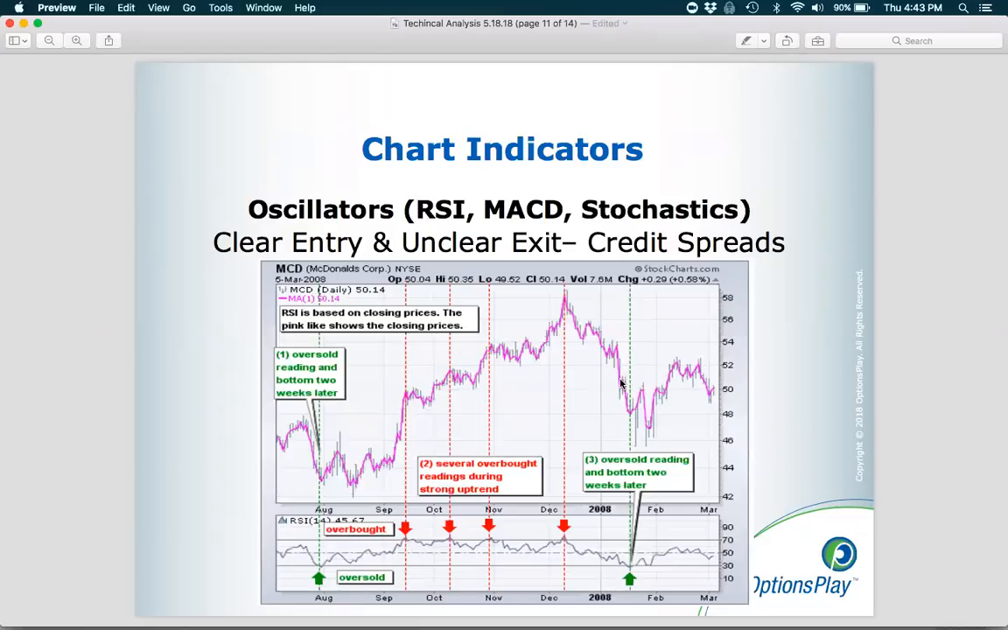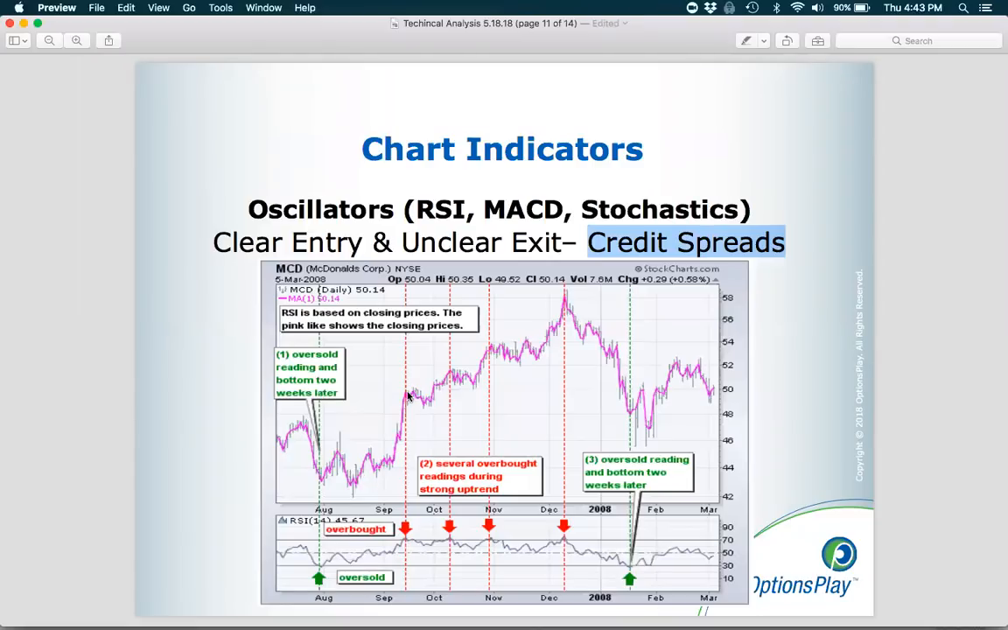So because of this, when you get these sell signals, you don't have a target price of where it's going to go. These are generally good for credit spreads. When you have this oversold condition, you would sell a put credit spread. That basically says, I don't think the stock is going to go much lower than where it is now, and I think it's either going to move higher or just trade sideways.